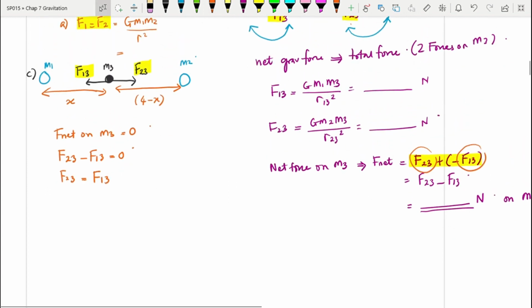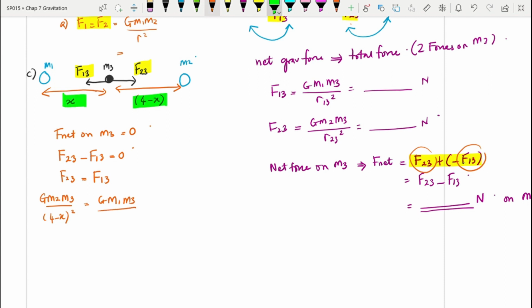Okay, keluarkan formula untuk gravitational force. Daripada Newton's law of gravitation, G m2 m3 over r23 squared. R23 kita label as apa? Kita boleh tengok je daripada labeling kita. R23, inilah 4 minus X. So, saya just terus tuliskan 4 minus X. Don't forget to square. So, formula kita ada square kan? Then G m1 m3. Sekarang R13 is X, so kita labelkan juga X squared. Okay, so kiri dan kanan.